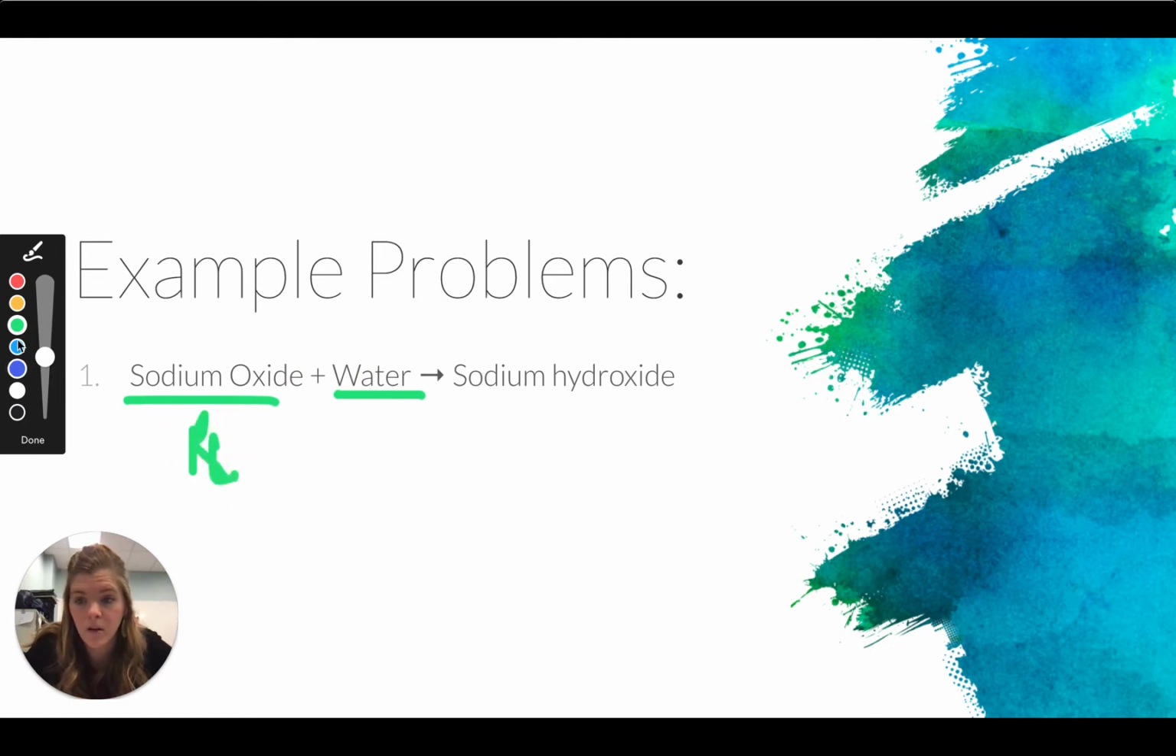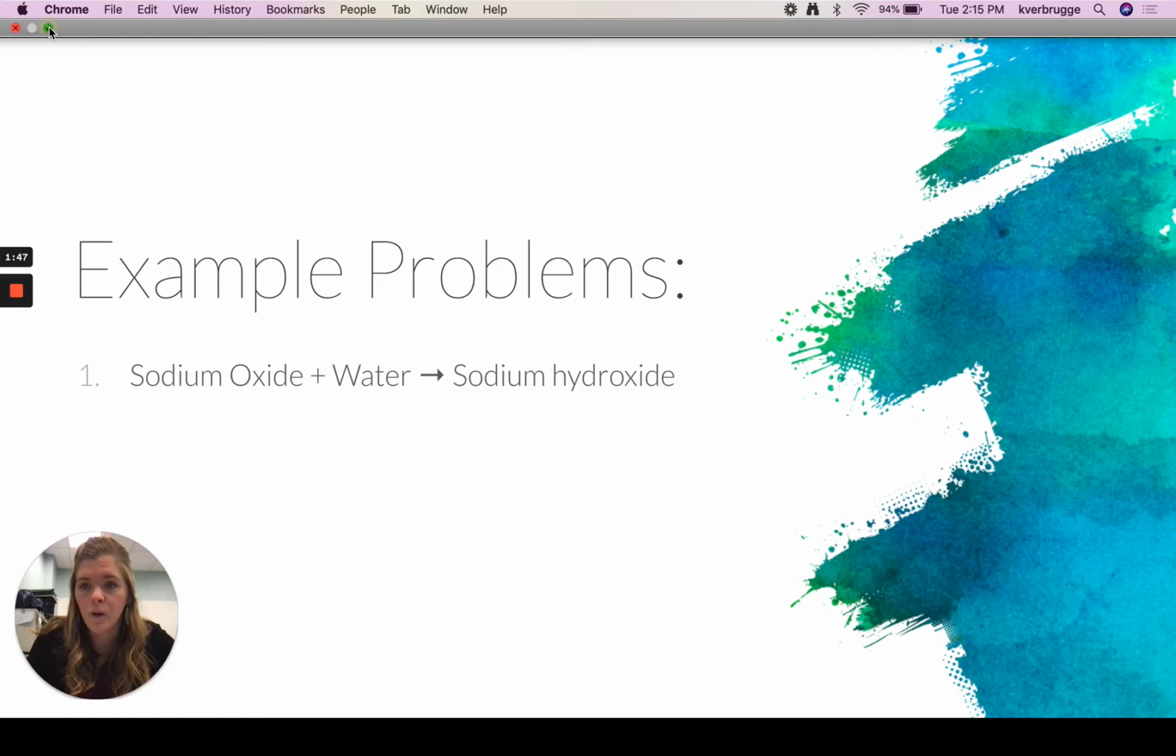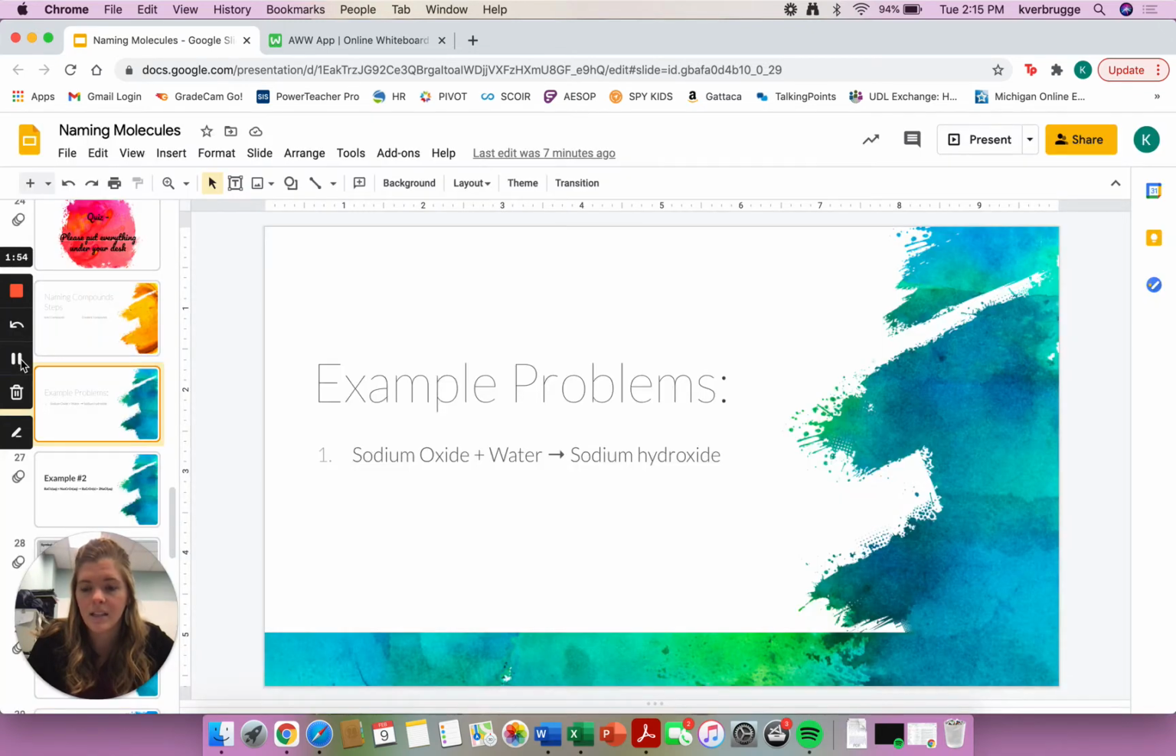I'm not going to spell that whole thing out. While sodium hydroxide is coming out, so sodium hydroxide is our product. Notice this little arrow here. That means yields. That's giving us our product. So what we're going to be doing is just practicing converting all of these names into a formula-based chemical reaction. So I do have a little whiteboard here that we are going to use. So let me go ahead and copy this onto that whiteboard.